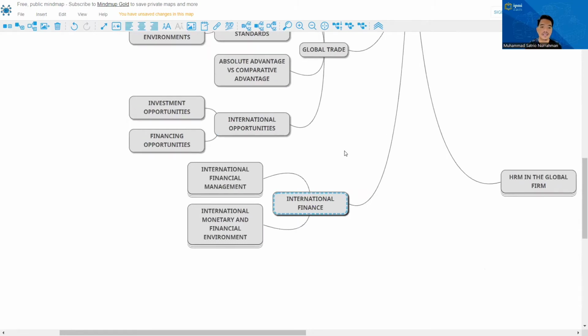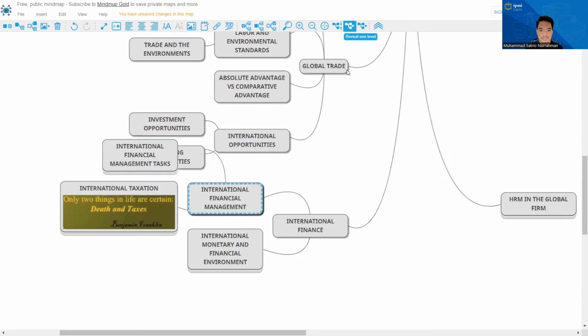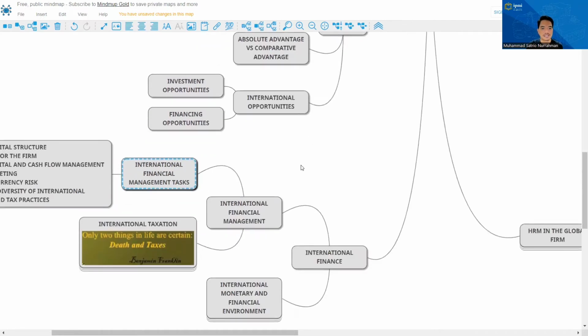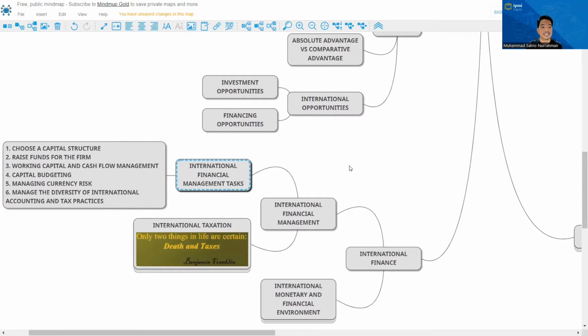International finance can be divided into two. The first one is international financial management. International financial management can be divided into other topics. The first one is international financial management tasks, and the other is international taxation. For international financial management tasks, there are 6 tasks that need to be done by management. The first, choose capital structure. The second, raise funds for the firm. The third, working capital and cash flow management. The fourth is capital budgeting. The fifth is managing currency risk. And the last but not least, manage the diversity of international accounting and tax practices.